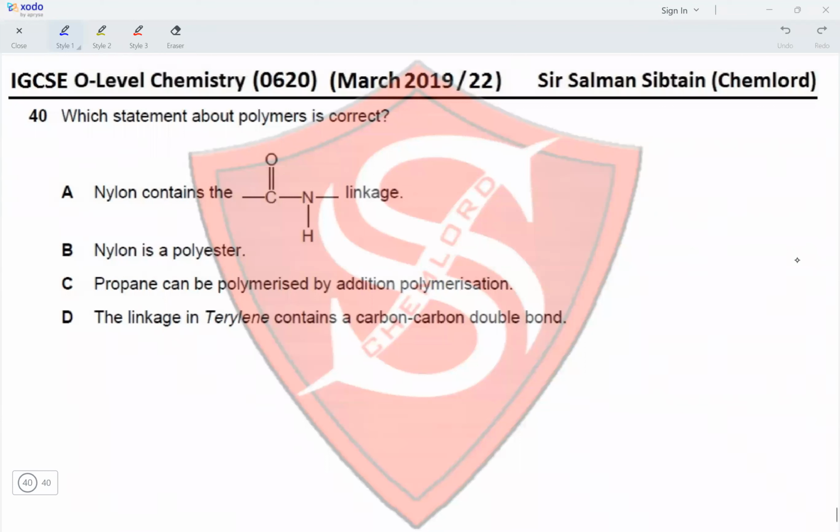Question 40. Which statement about polymers is correct? Nylon contains an amide linkage. Yes, nylon is a polyamide. Nylon is a polyester. No. Propane can be polymerized by addition polymerization. No, propene can, not propane. The linkage in terylene contains a carbon-carbon double bond. No, the linkage in terylene contains an ester bond because it is a polyester. Therefore, option A is the correct option for this question.